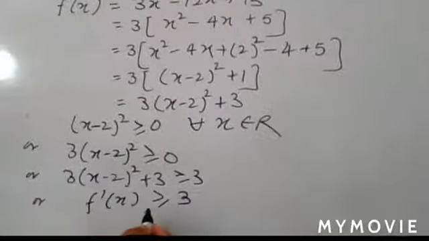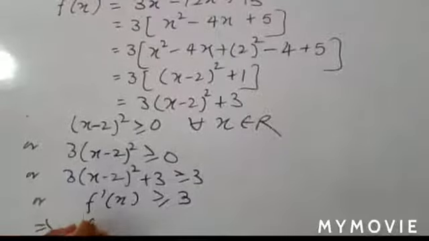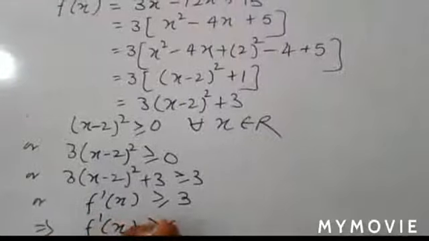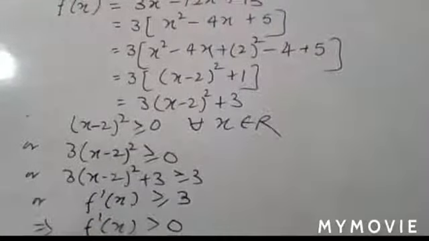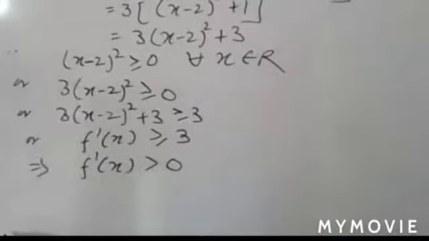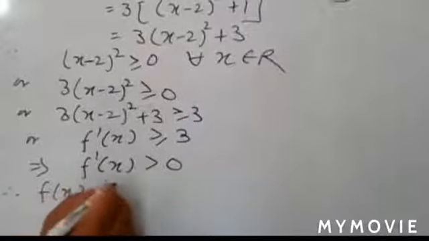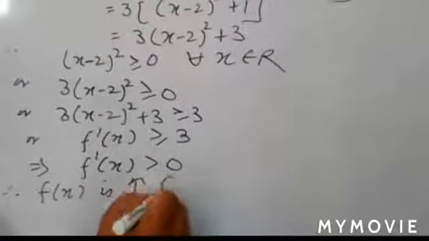The value of f dash x is coming to be 3, or bigger than that. So this implies you can say f dash x is greater than 0. Okay, so what is your result? So f(x) is an increasing function.